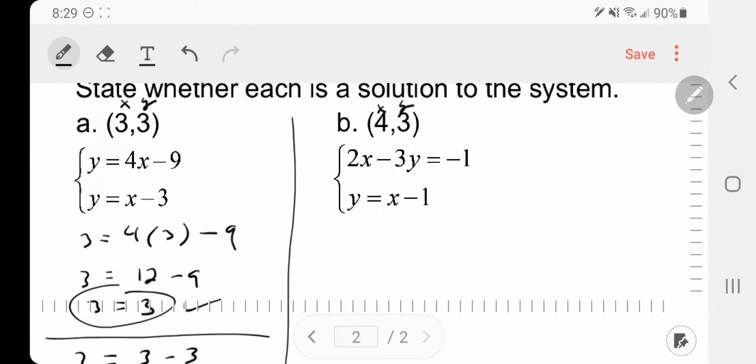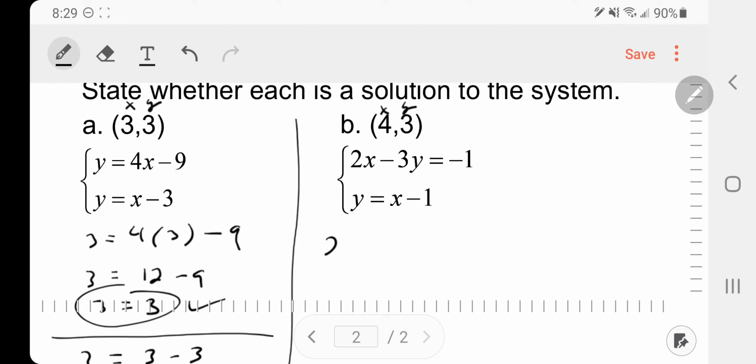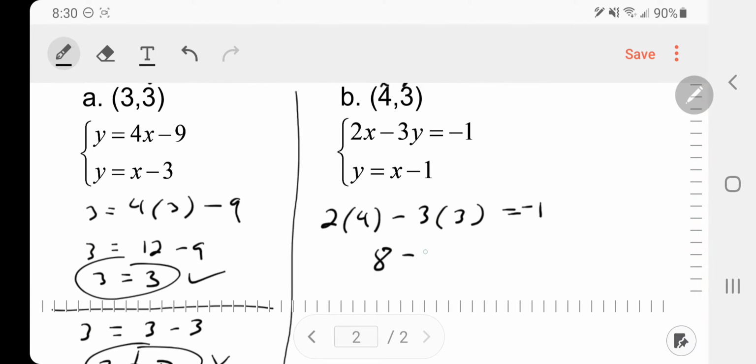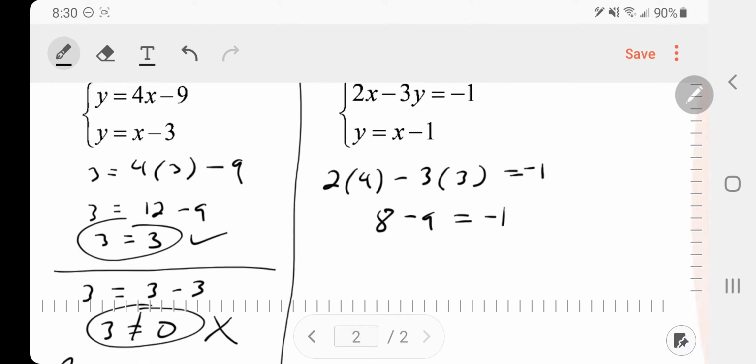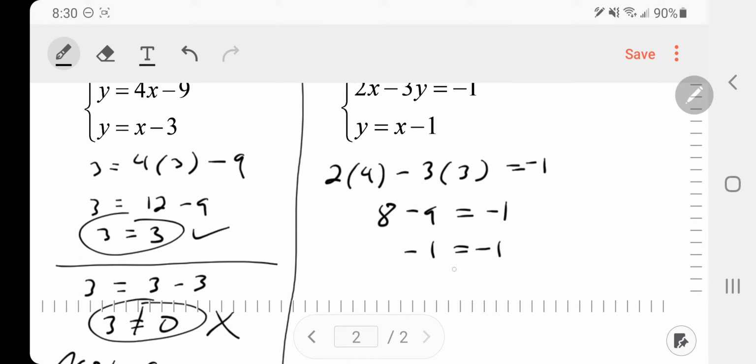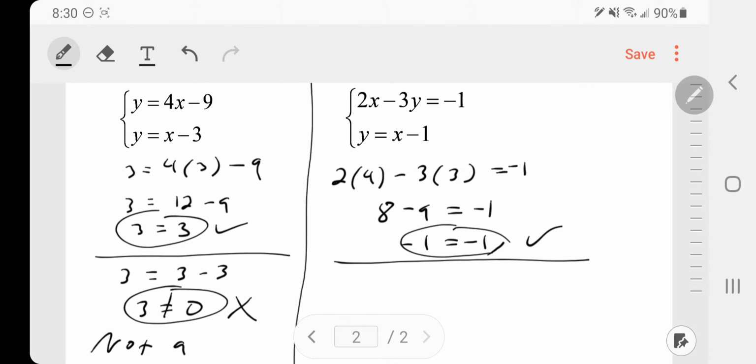Okay, so we have 4 comma 3. Again, we're going to plug in what we have. So we have 2 times 4 minus 3 times 3 equals negative 1. Okay, so this is 8 minus 9 equals negative 1. And we get negative 1 equals negative 1. So that's good. Our first one is a solution, but we still need to check the second one to make sure that one is also a solution.